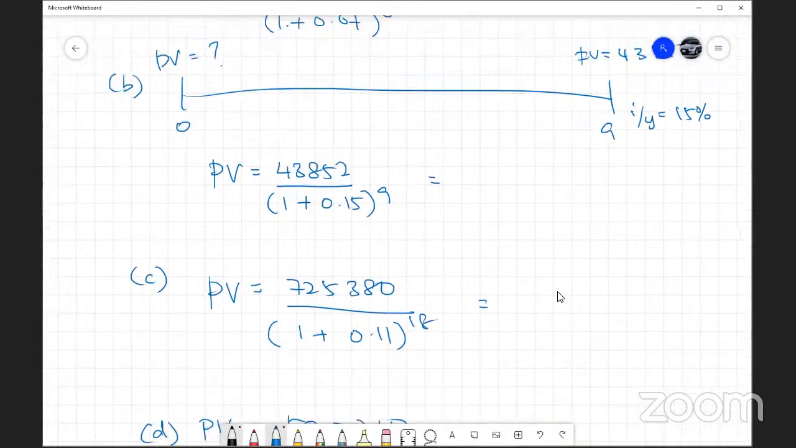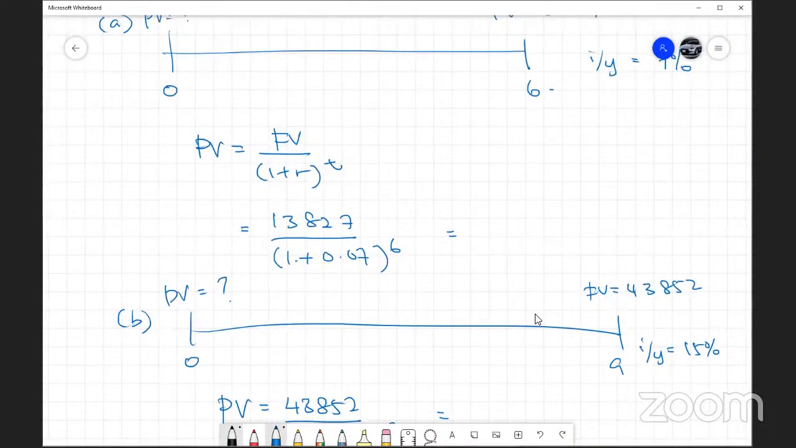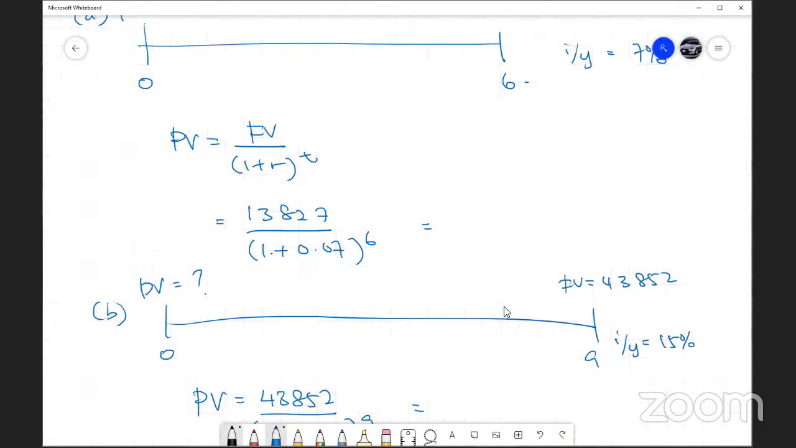So you can use a financial calculator or a scientific calculator. If you use a financial calculator, key in 13827 equals FV, 7 equals IY, 6 equals N, compute your PV. You will get a negative answer. So don't care, put it as positive.